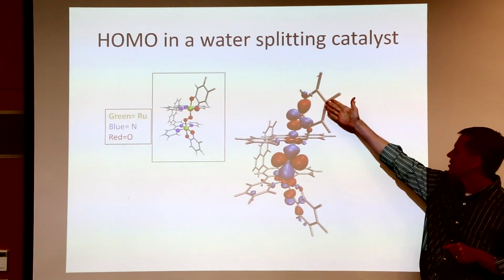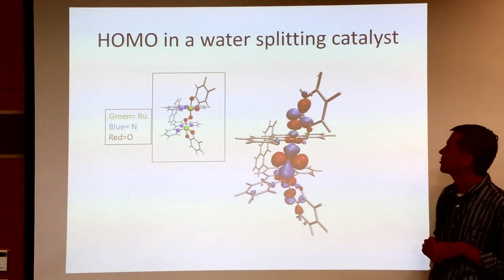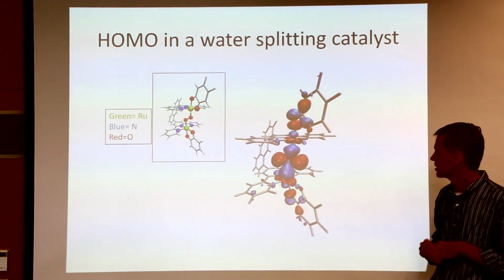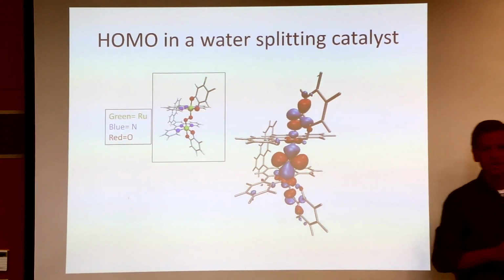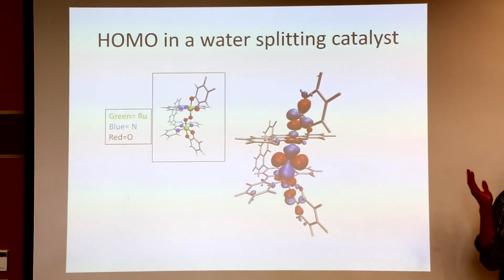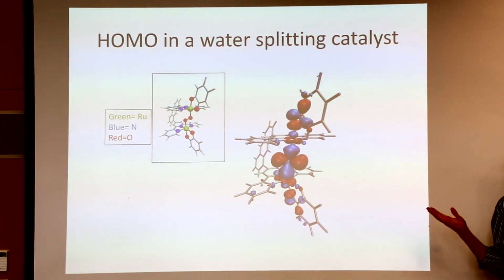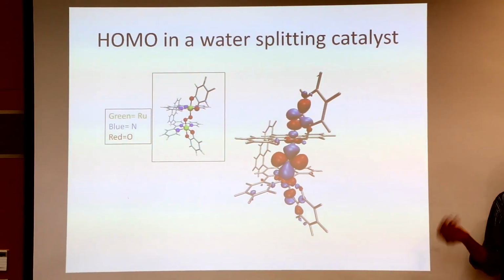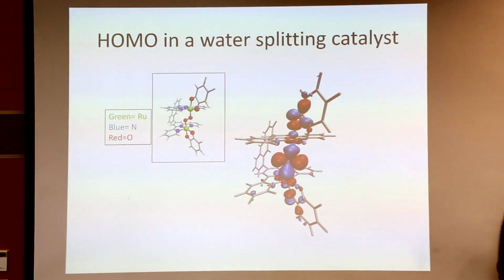So this is a picture of the HOMO, the reactive orbital in a water splitting catalyst that we computed. You can see that there's 50, 60 atoms here, probably several hundred electrons. We did not do this by hand. We didn't draw the surfaces by hand. The computer did all of this for us.